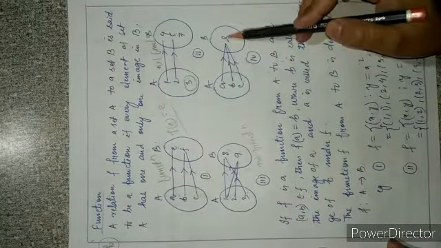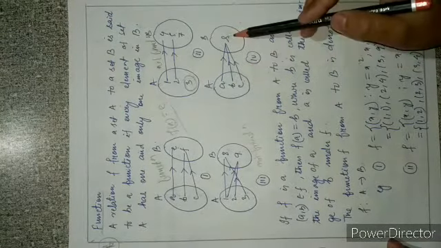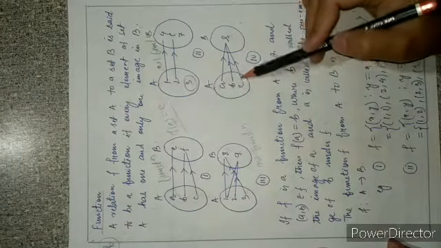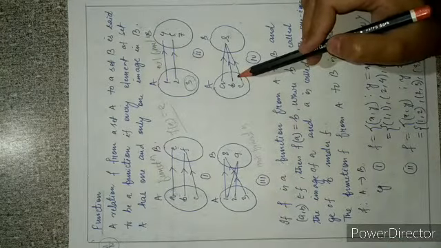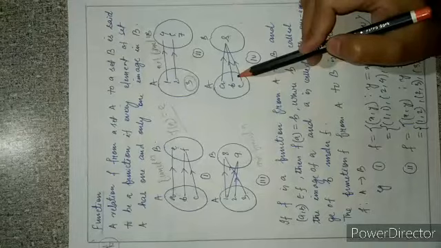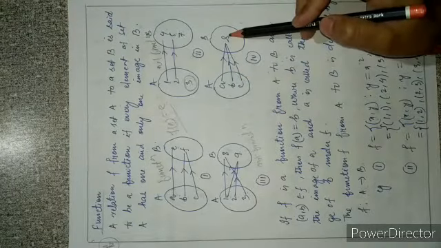Roman number 4: elements A, B, C. A is mapping to S, B is mapping to S, and C is mapping to S. Every element of set A has one and only one image. Image is the same, but they have the same image in this case.